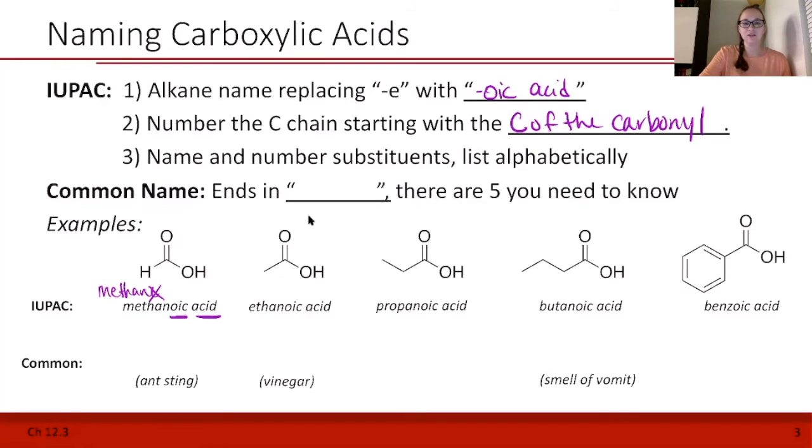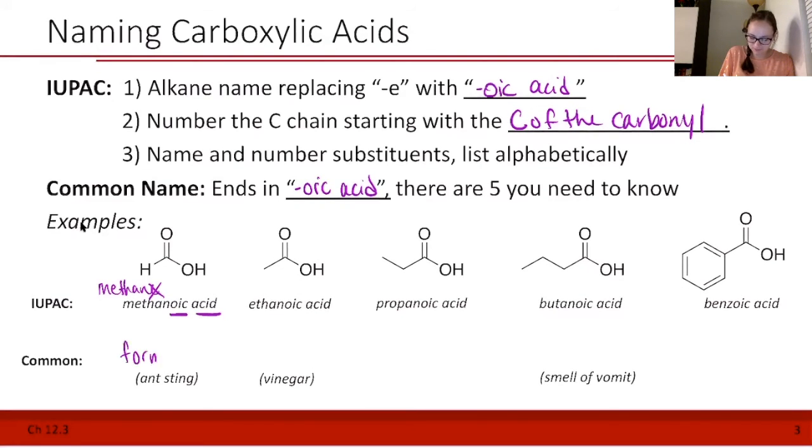Continuing on to the common names of these carboxylic acids, it's kind of the same start that we've been seeing with a lot of the others, like the aldehydes, for example. But now they're going to end with OIC acid as well. So there's 5 particular ones that we're going to learn. This first one, methanoic acid, is synonymous with formic acid.